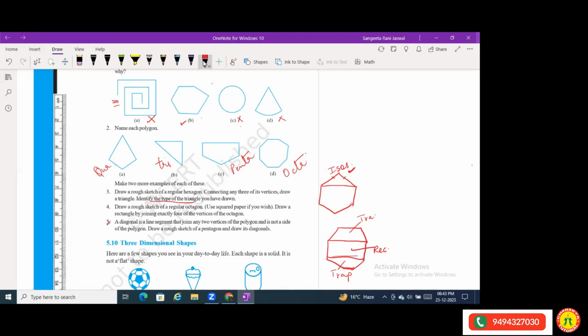The diagonal is a line segment that joins any 2 vertices of the polygon. Okay, so diagonal is that figure which joins 2 vertices of the opposite sides and is not a side of the polygon. Draw a rough sketch of a pentagon and draw its diagonals. Okay, let's draw a pentagon first. All of you draw a pentagon in your notebooks.